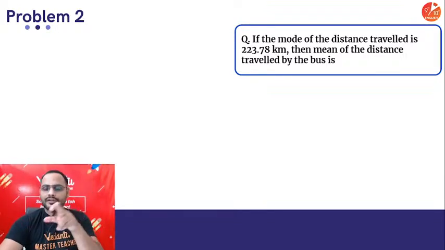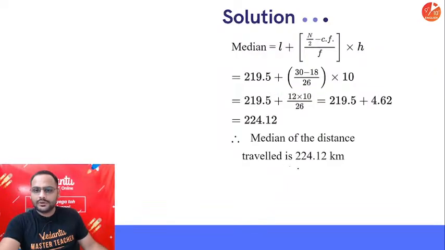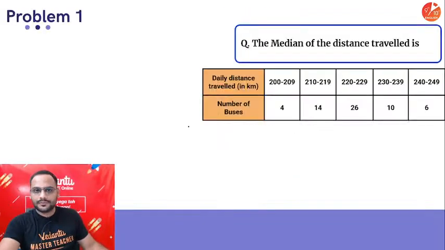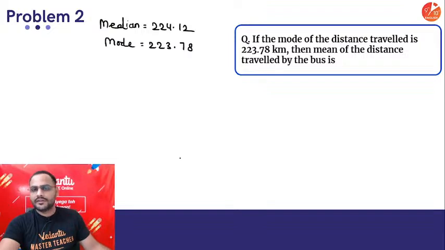Now, if the mode of the distance traveled is suppose 223.78, what is the mean? Now, the better way for solving that would be what? We know the median is 224.12. The mode they are saying is 223.78 and they are asking me what is the mean.